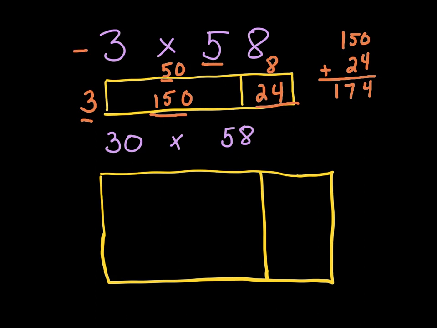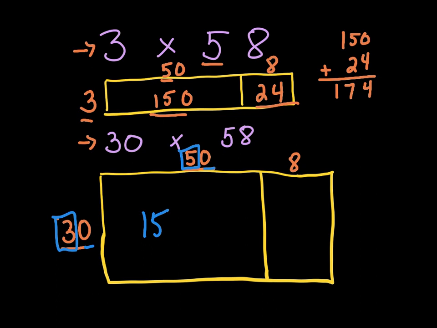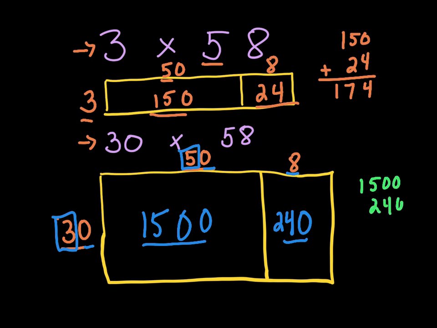Now, over here we just multiplied by 3 ones. Now we're doing 3 tens. So what we're going to do now is put 30 on this side, 50 up here, and then an 8. So now we do 30 times 50. Well, 3 times 5 is 15, and then we add on our 2 zeros. Then we do 3 times 8 is 24. We have that extra 0, so it's 240. So right here are our partial products, and we always add our partial products.